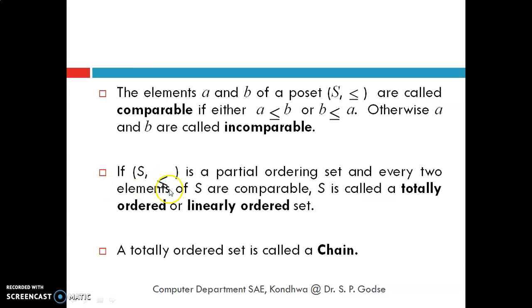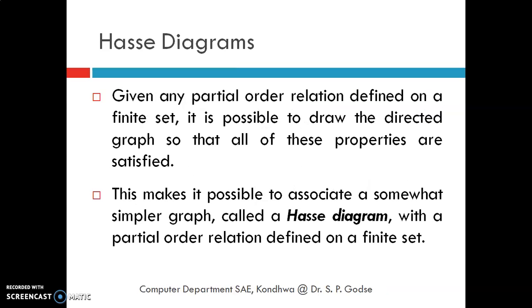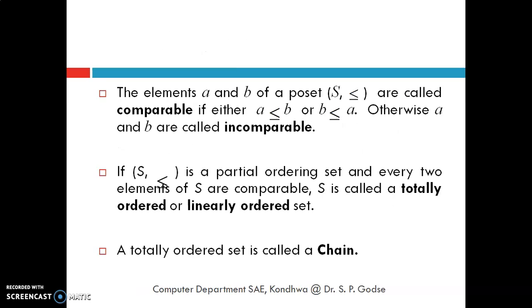If (S, ≤) is a partially ordered set and every two elements of S are comparable, S is called a totally ordered or linearly ordered set. A totally ordered set is called a chain, and if it is not totally ordered, then it is called an anti-chain. We will see some examples on this partial order relation.